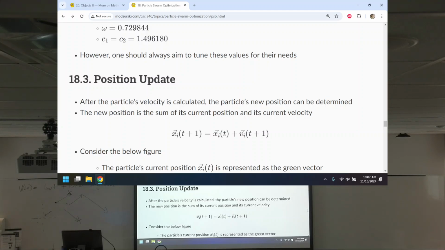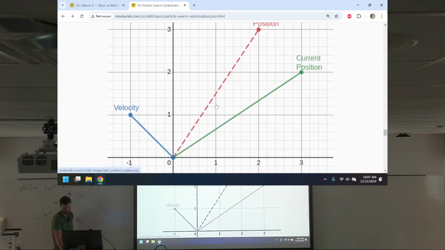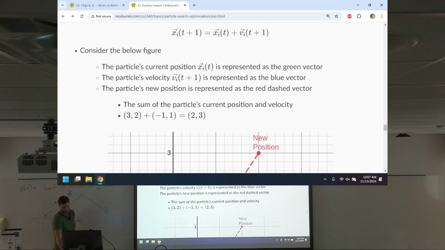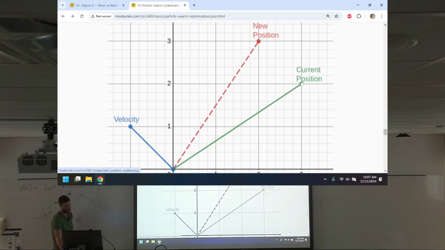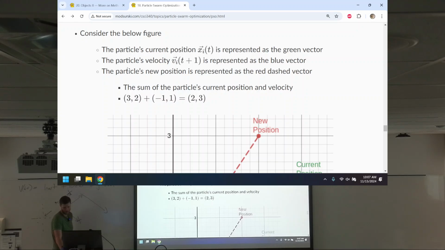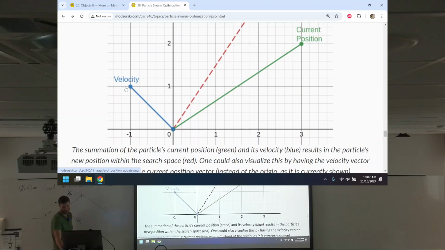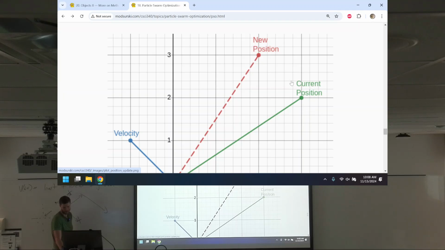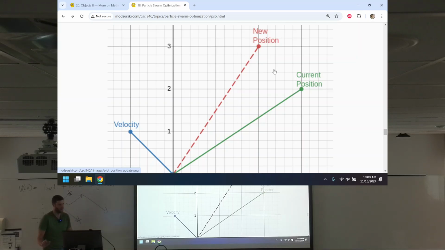Okay, position update. Well, that's easy. That's where I currently am plus my velocity. There you go. So consider the below figure. The particle's current position is represented by the green vector. Right here, that's my current position. The particle's velocity is represented by the blue vector. So that's my velocity. You add the vectors together. Cool? Remember, this is vectors.